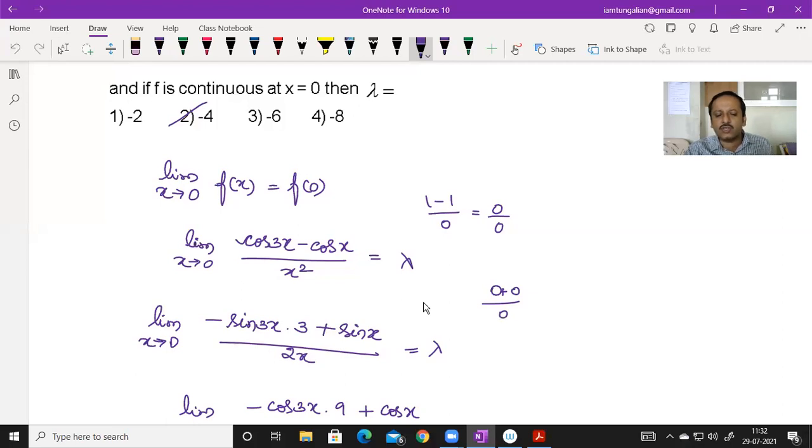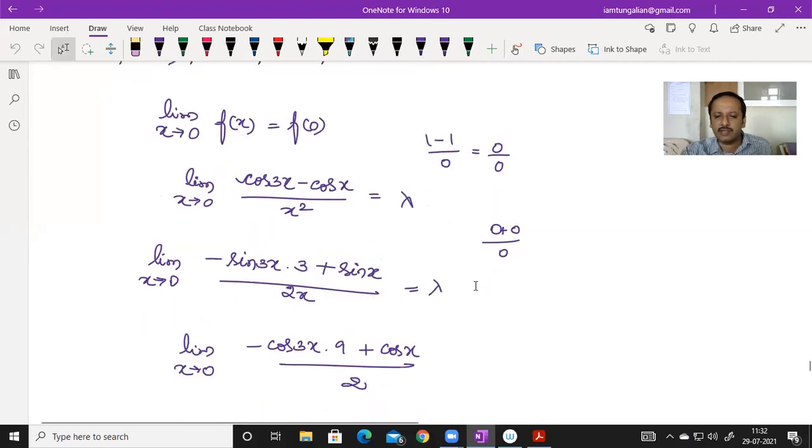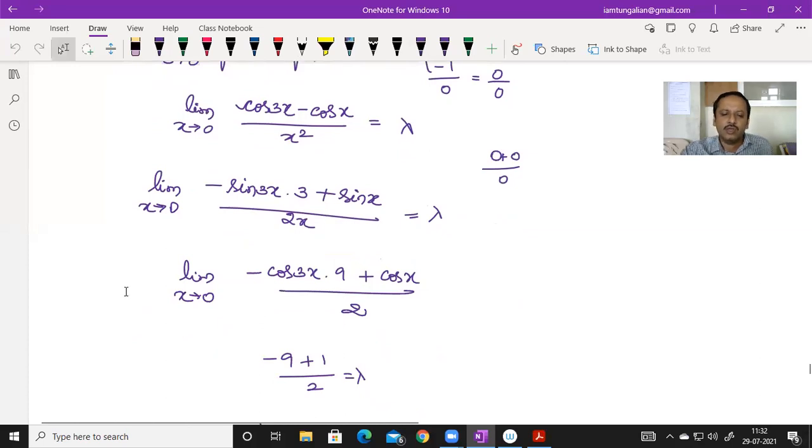Derivative of sin 3x is cos 3x into 3. Already there is a 3. This 3 into that 3 will become 9. Plus derivative of sin x is cos x, divided by derivative of 2x, which is 2. Now put x as 0. This will give cos 0, which is 1. Here minus is there. Minus 1 into 9, minus 9, plus cos 0, 1, by 2. Minus 9 plus 1, minus 8 by 2. That's equal to minus 4.